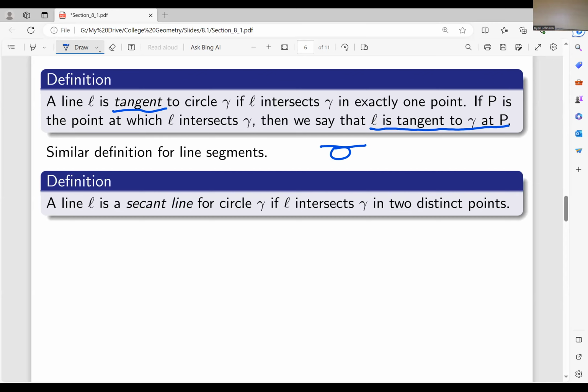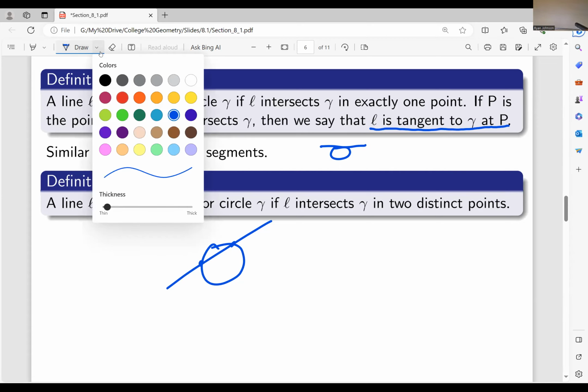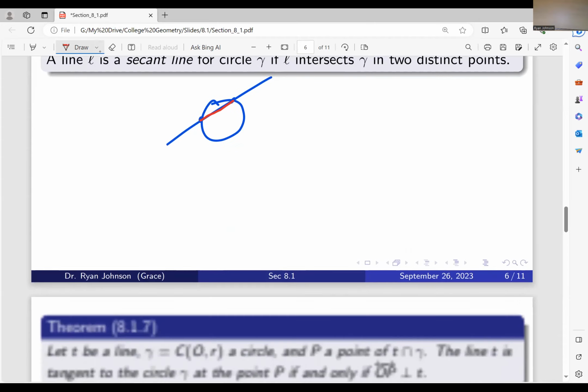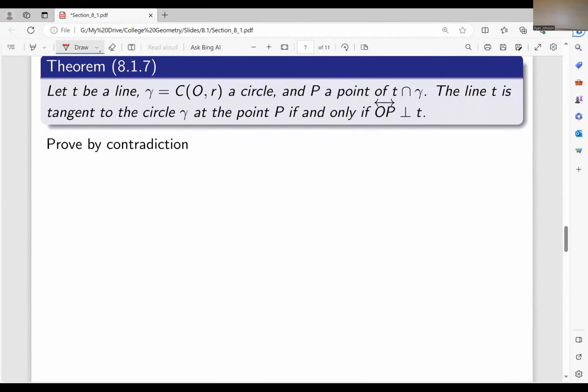Now, a line L is a secant line if it intersects the circle in 2 distinct points. So in that case, you have 2 points there, right? So the line segment here, let's change colors. That line segment there is called the chord of a circle, and the entire line is called the secant line. Okay.